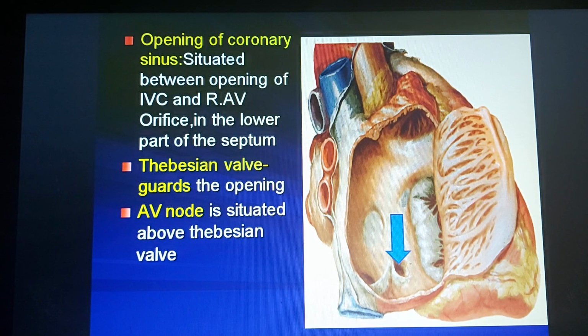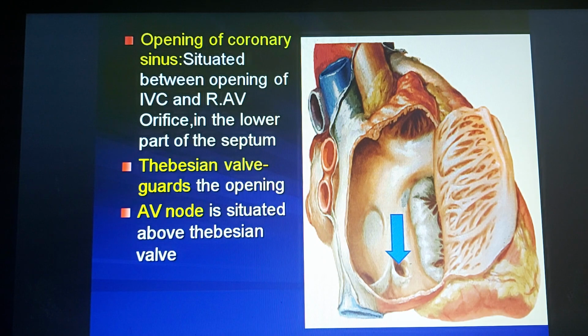Coming to the opening of the coronary sinus. This coronary sinus is situated in between the inferior vena cava opening and the right atrioventricular orifice. This is the right atrioventricular orifice, otherwise the tricuspid valve. It is situated in the lower part of the septum.